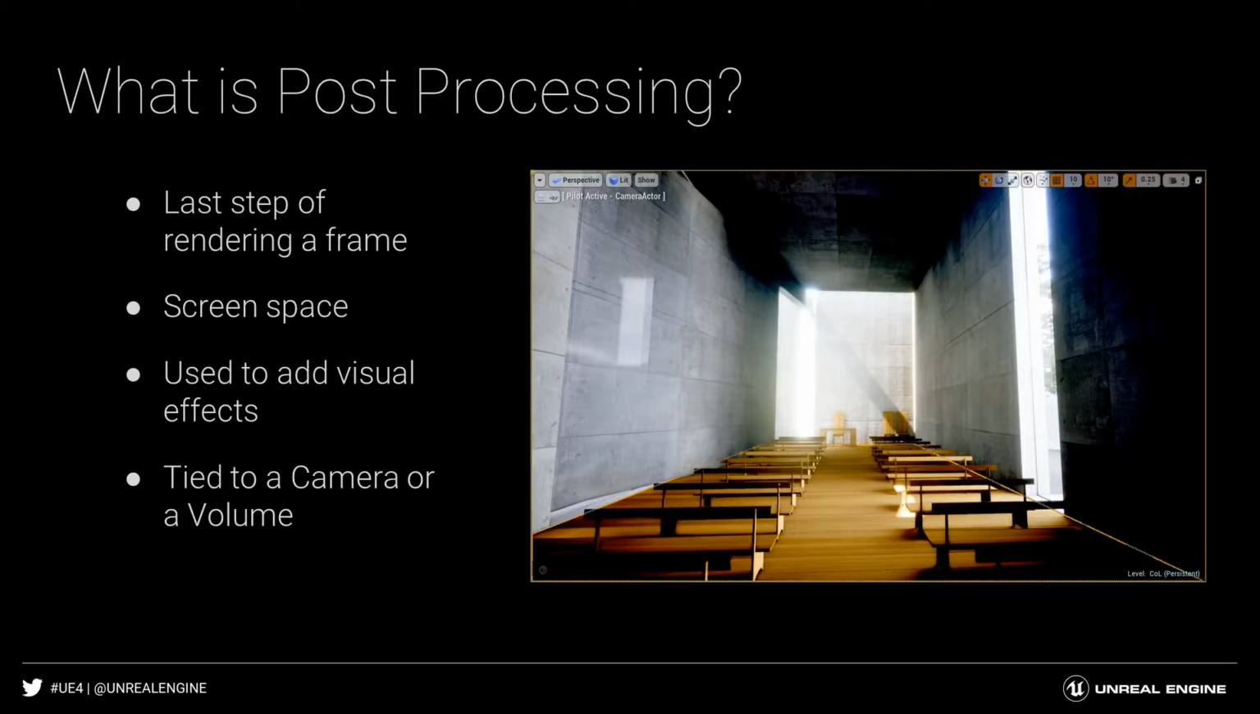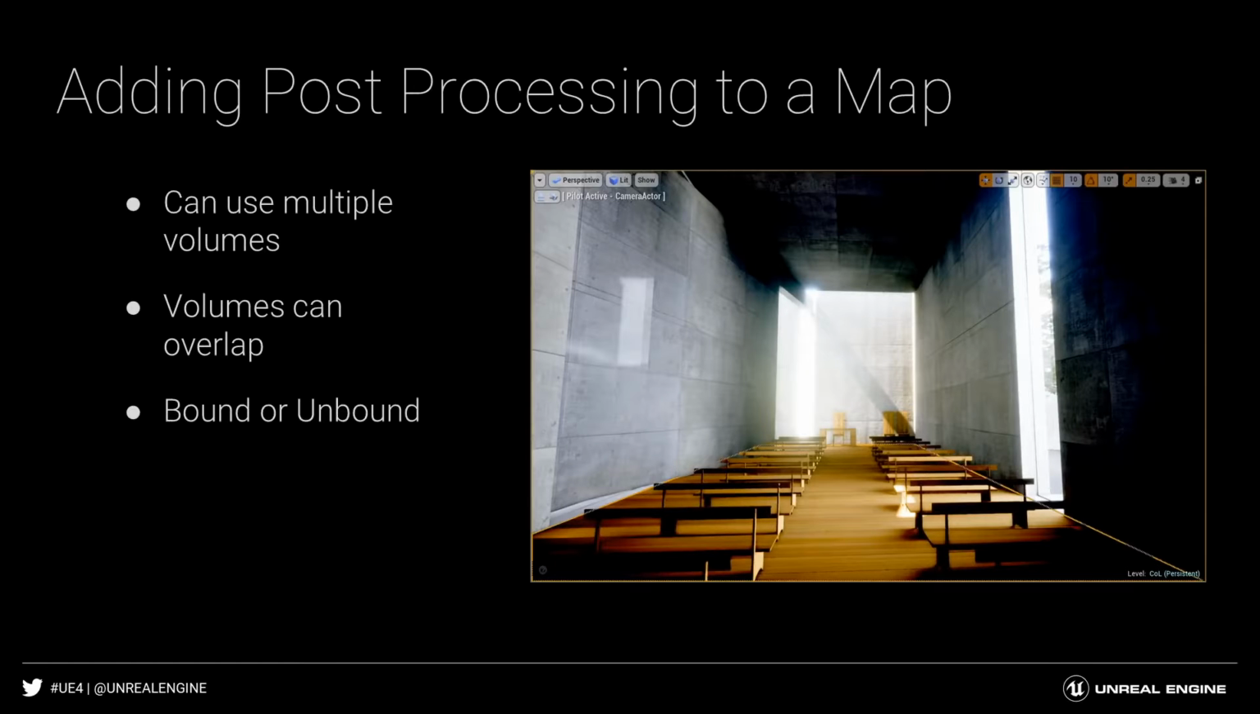Post-processing is tied to either a camera or a volume, and in some cases it's best to work with a camera. Now when working with a post-process volume, you can add multiple volumes to your scene, and each volume can have its own settings. And volumes can overlap one another. You can set the priorities of the volumes so that depending on which volume you are inside, the volume with the highest priority will take precedence. Volumes can also be bound or unbound. A bound volume requires the viewer to walk into it in order for the post-process effects to occur.